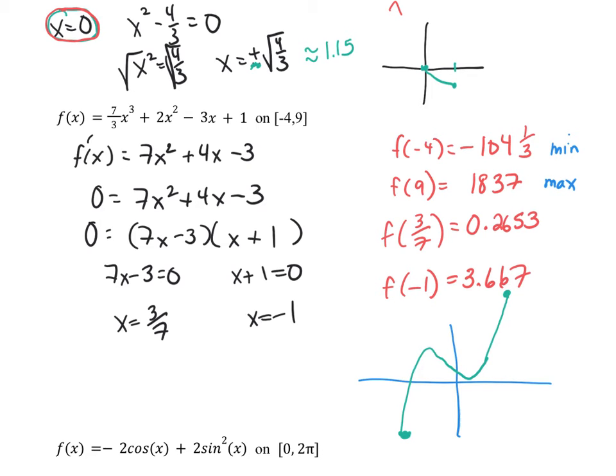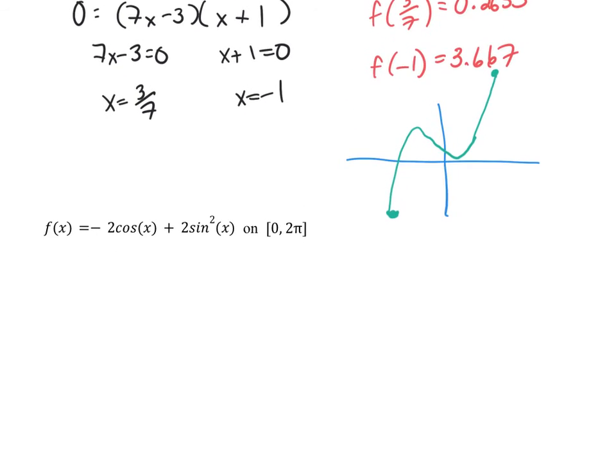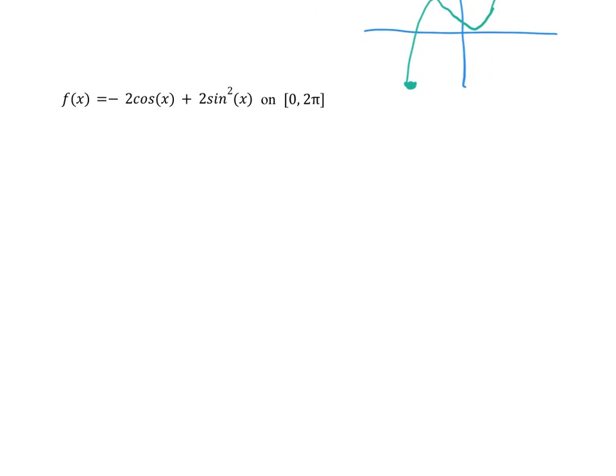All right, let's look at one more. This one's a pretty tricky one. We're looking at -2 cosine x plus 2 sine squared x on the interval 0 to 2 pi. This is gonna stretch our knowledge of trigonometry, just finding the derivative and being able to solve it.